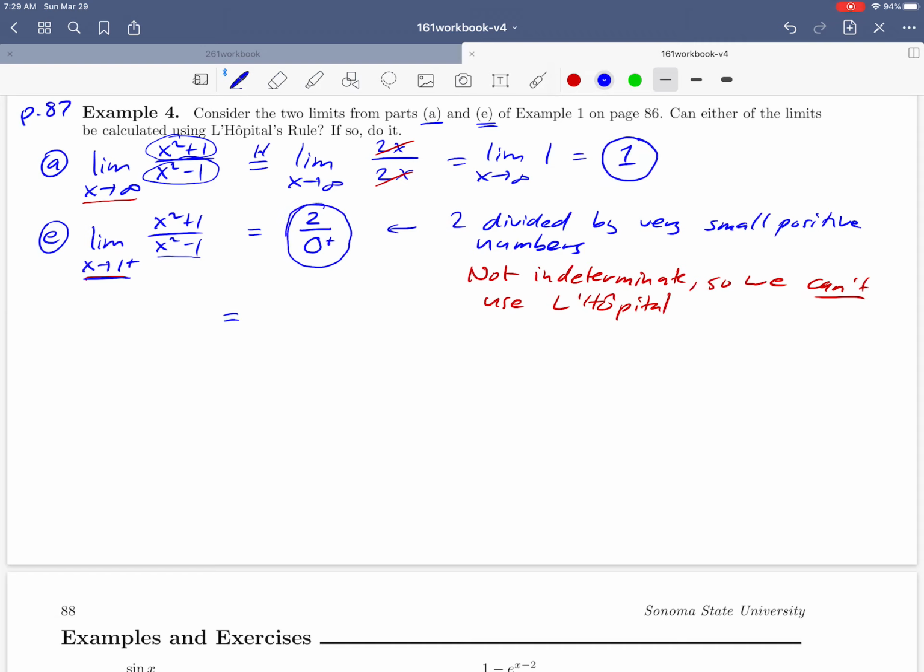Hopefully we can figure out what this limit is some other way, and I think we can do it just by thinking logically about what's happening. Ask yourself, as you look back at this fraction, what would happen if you took the number 2 and divided it by smaller and smaller numbers? How would the whole fraction behave? Well, I claim that because the denominator is getting smaller, the entire fraction is getting bigger and approaching infinity.